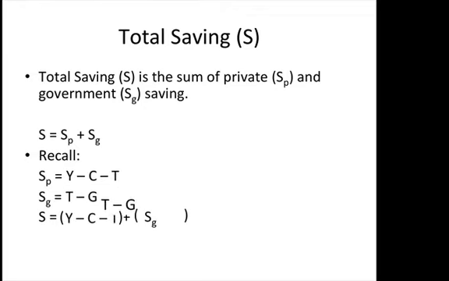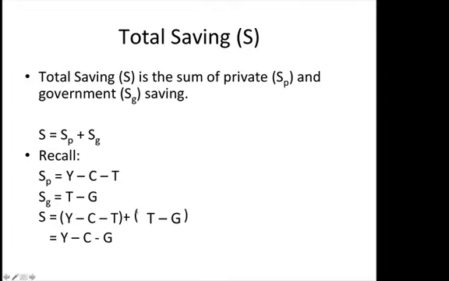Okay, and now what I'm going to do is what I've done previously in class. Let's combine the two, and what we get is Y minus C minus G. In other words, GDP less consumption less government purchases. In other words, the T's cancel each other out.